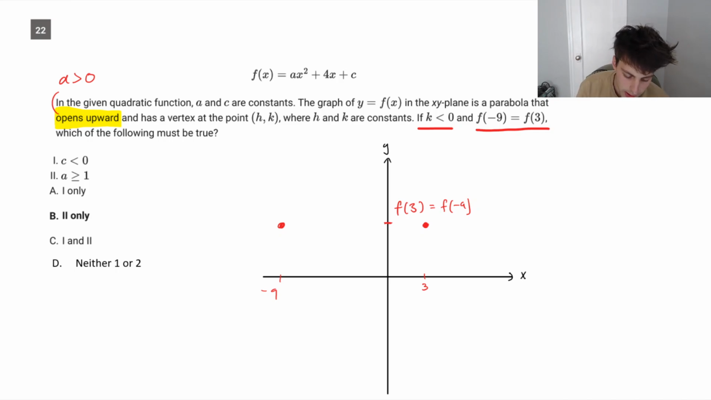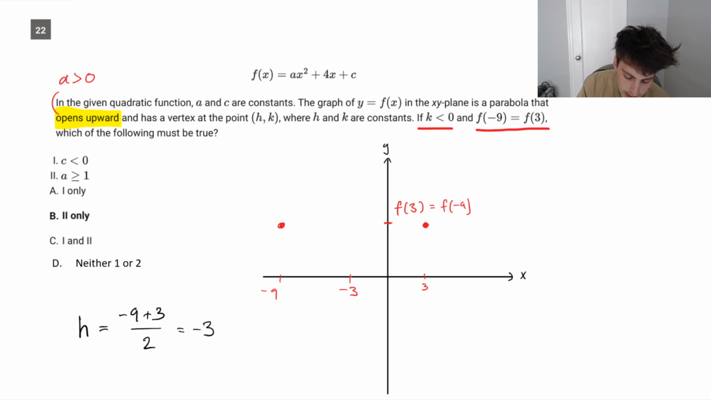So we know that that vertex, or h actually, will be right in between -9 and 3. So we can just add those together and divide by 2, or you can do this in your head, right? We can see that that's going to be at -3. We know that that's our value of h because that's the x value of our vertex. So we know that at -3 it's going to have some kind of vertex here, but we don't know where exactly it's going to be, right?